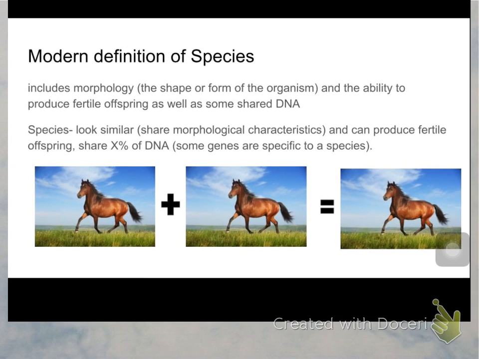So what we said is that the modern definition of species... Okay, so we said that the way we define species now, there is a component where it's morphology. It's what they look like. It's their appearances. But it's also the ability to produce fertile offspring. So fertile offspring are offspring that can have babies of their own. And we also look at some shared DNA. So within a species, they're going to look similar. They're going to produce fertile offspring, and they're going to share some amount of their DNA.